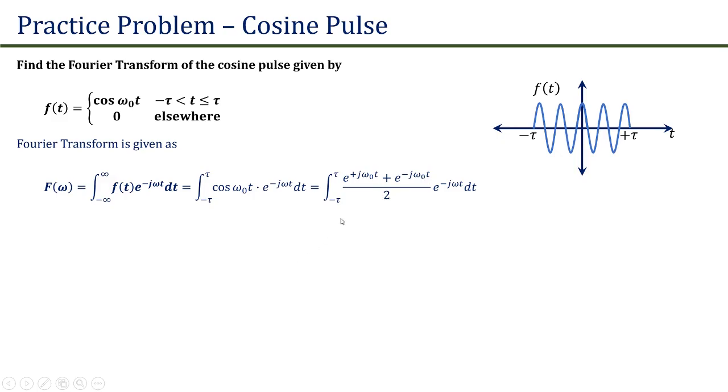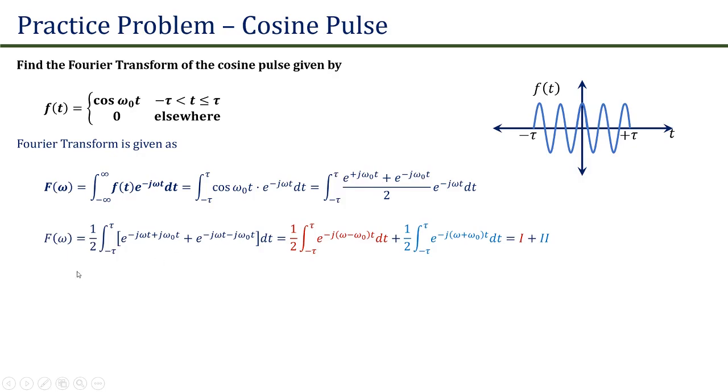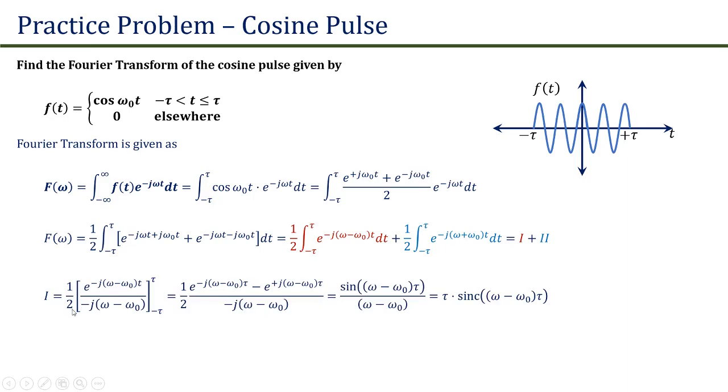For simplification, let us divide this integration into two parts: 1 upon 2 integration from minus tau to plus tau e raised to power minus j into (omega minus omega naught) into t dt, and 1 upon 2 integration from minus tau to plus tau e raised to power minus j into (omega plus omega naught) into t dt. Now let us solve the first integration, which comes out to be 1 upon 2 e raised to power minus j (omega minus omega naught) t divided by minus j into (omega minus omega naught) with the limits from minus tau to plus tau.